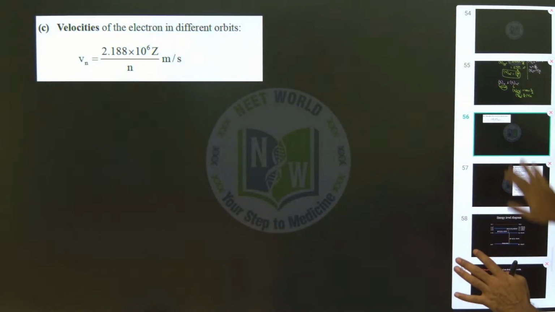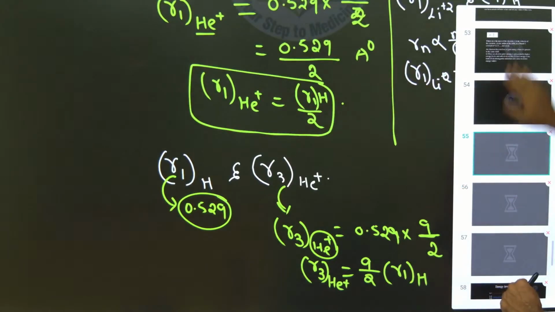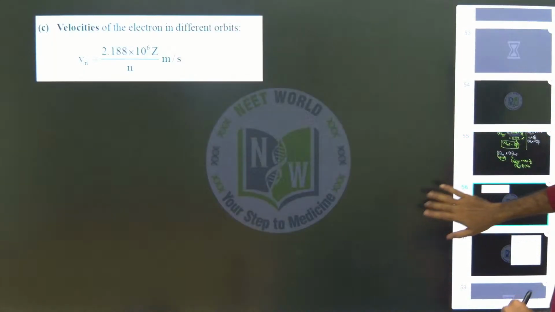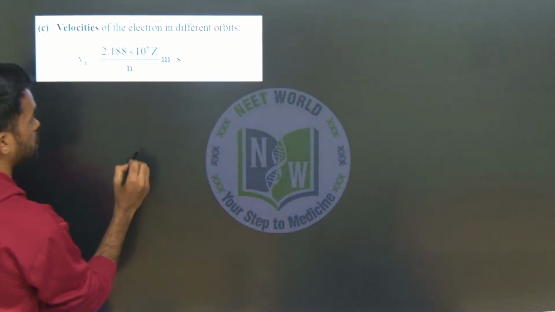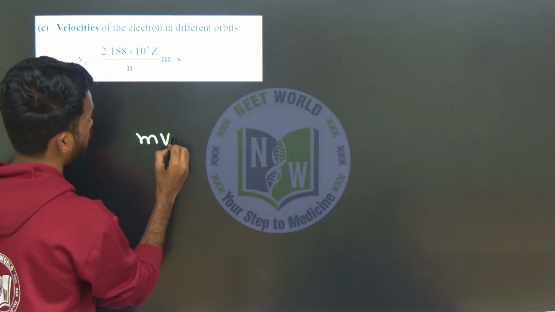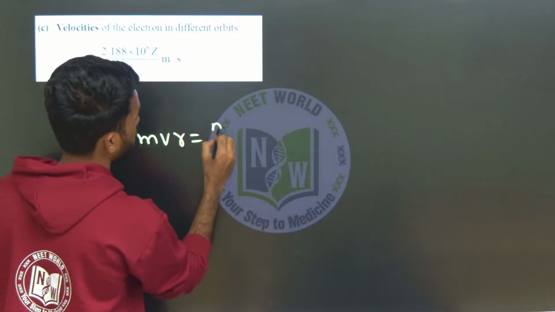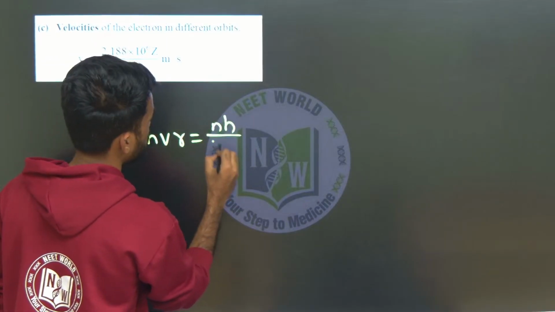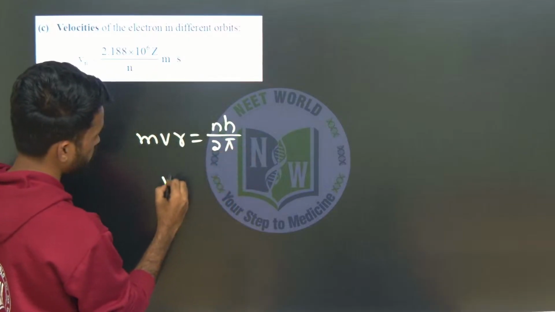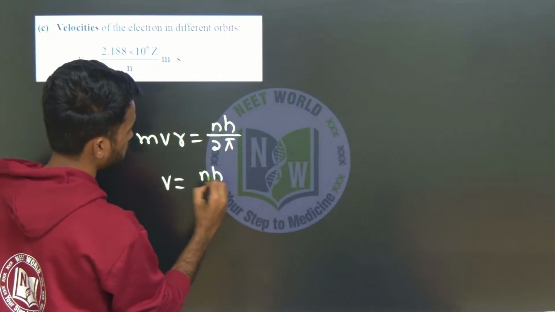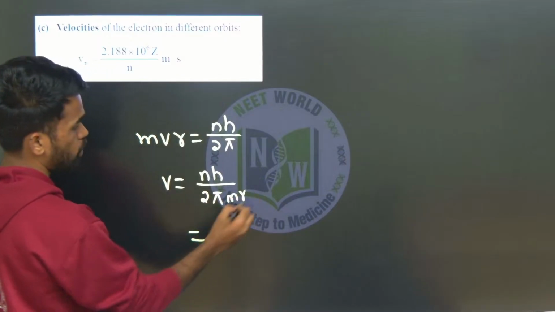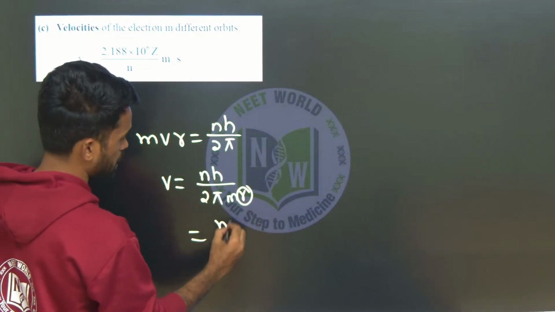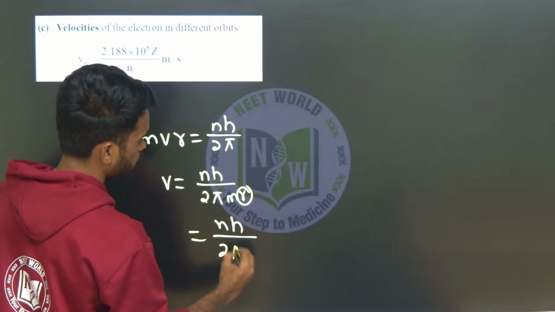Radius is completed. Now we have the velocity formula. So what do we mean by velocity here? Again, mvr equals nh by 2 pi, as we have seen. From this, v can be written as nh by 2 pi times mr. Now what is the r value we have seen?